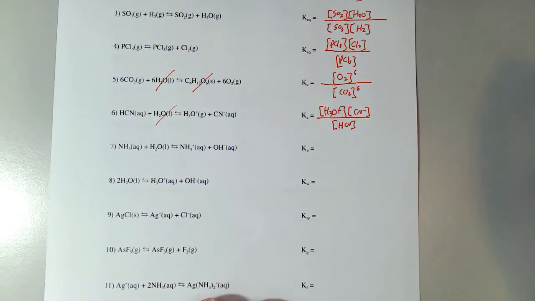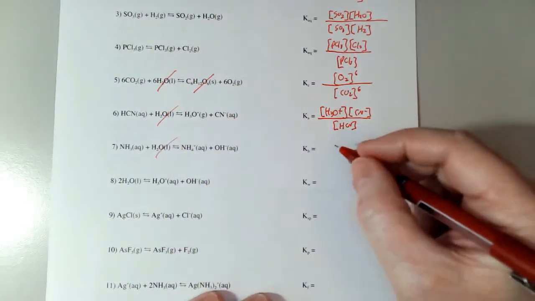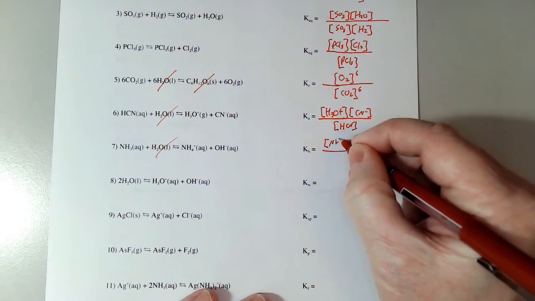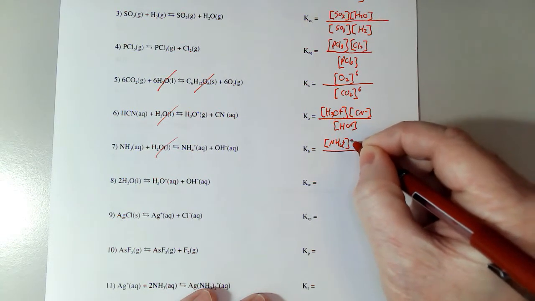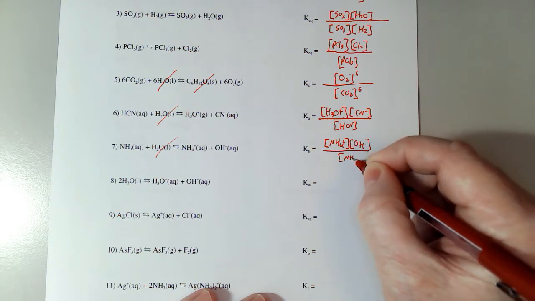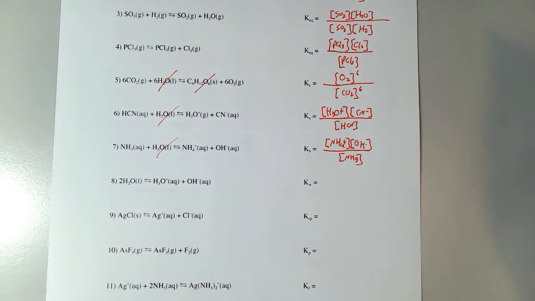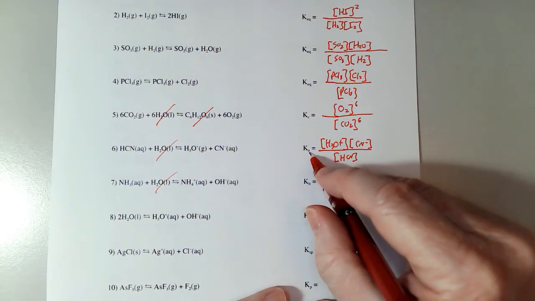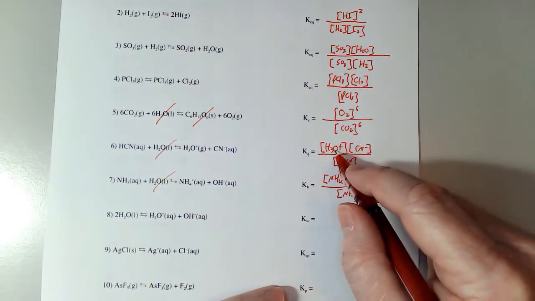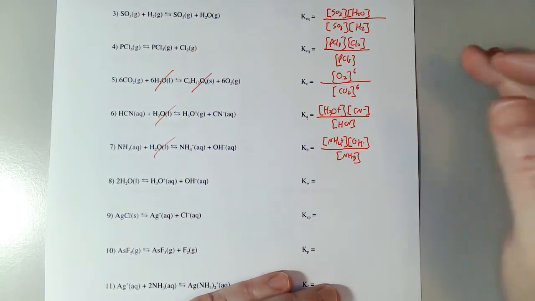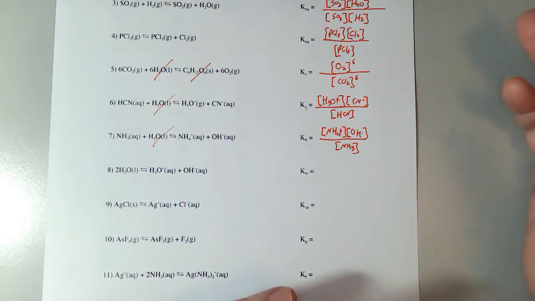Okay? This is a base. I'll get rid of the water. So I have the concentration of NH4+ times OH- divided by NH3. Now, what I can basically say here, no pun intended, is that whenever I have a Ka, I'm going to have H3O+ right here. And whenever I have a Kb, I'm going to have OH-. Okay? Because those are the dissociation equations for acids and bases.